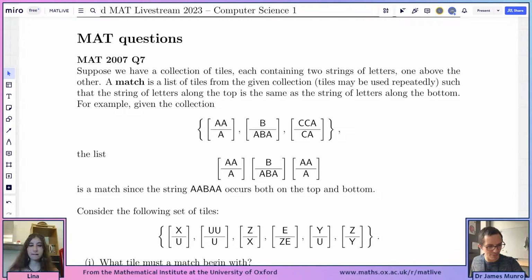Anyone can sit the MAT if they're applying to Oxford. Why is the MAT so hard, says someone in chat. Well, okay, so we can do multiple reasons why the MAT is so hard. It's kind of got to be hard because the people who take the MAT are people like you who are really good at maths, and we've got to use the MAT to help us decide who to shortlist.